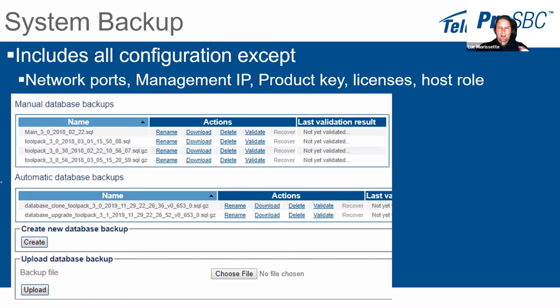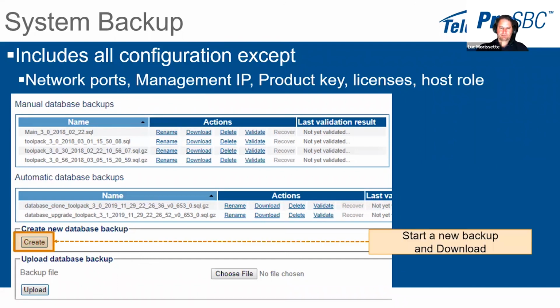But for example, if you restart the system, you can upload the database on that system. And if it has the same information here, then you can have the same configuration on that system. So to create a database backup, you just need to click on here, create new database backup. And this will create a new file up here in database backup. The name is always something like this, right? Toolpack and the version and the date, but you can rename it to make it something more useful for you.